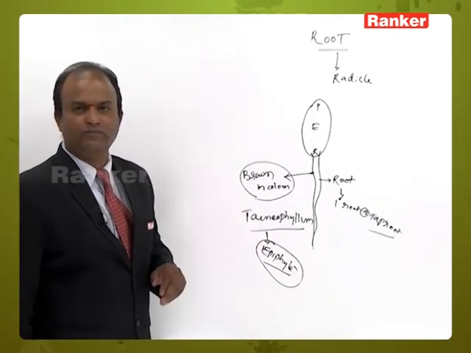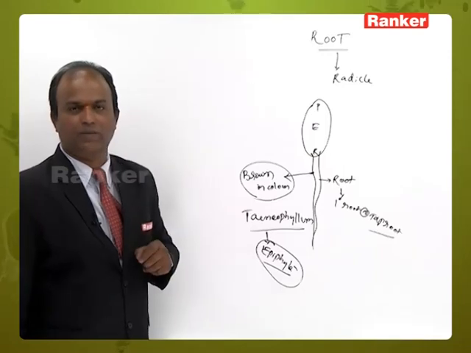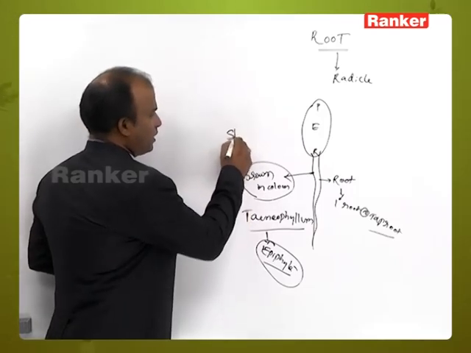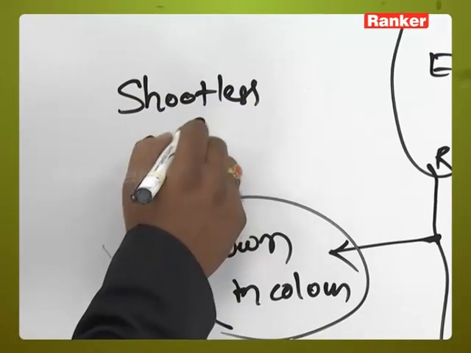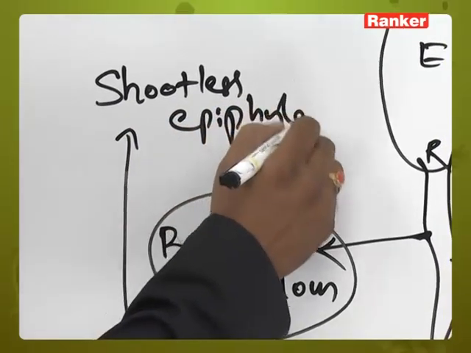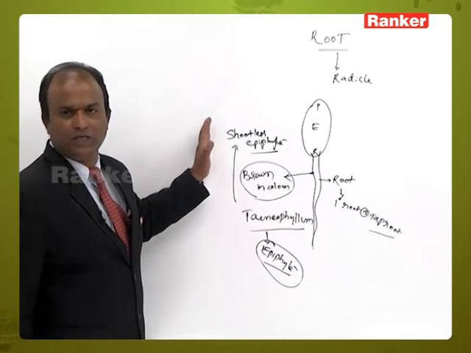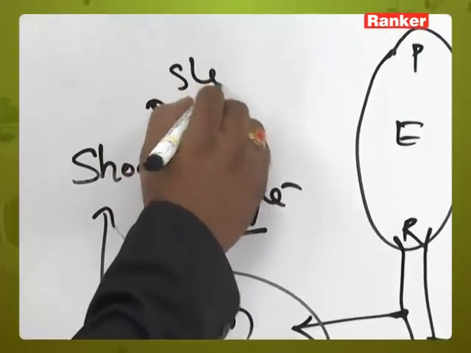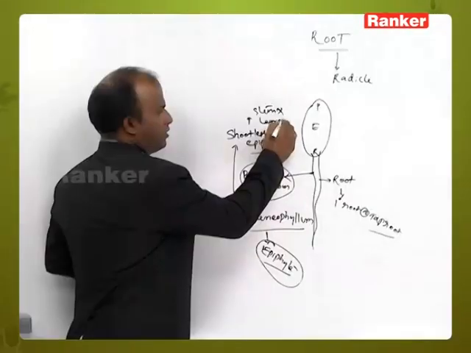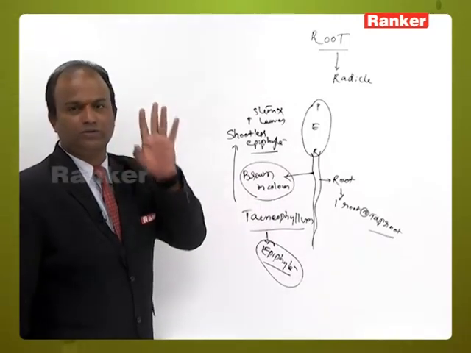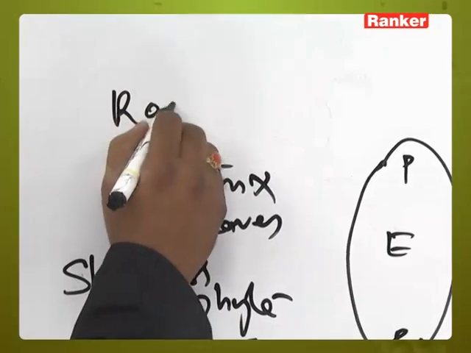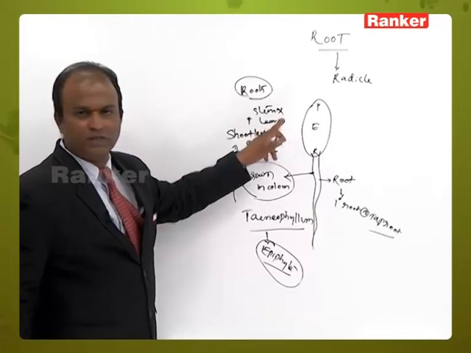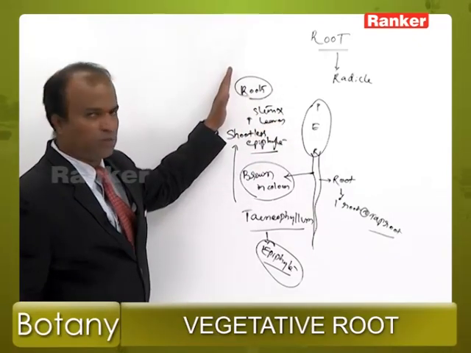Can we call Taeniophyllum a shootless epiphyte? Yes, it is called a shootless epiphyte. That means it does not show a stem and it does not show leaves, but it shows only roots. That means in Taeniophyllum the shoot system, that is the stem and leaves, is absent. Only roots are present.